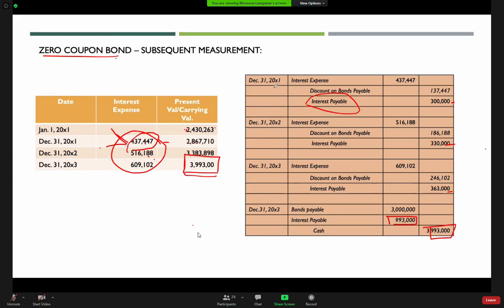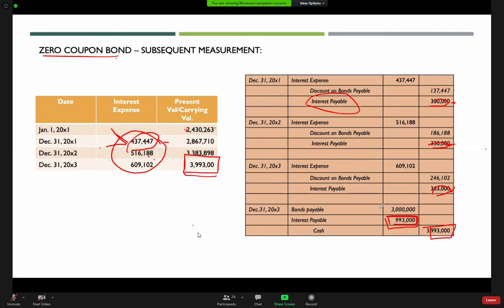So you will have a journal entry for the December ng first year. You're going to amortize the discount and recognize the interest payable. So interest expense, debit, credit, discount on bonds, and then another credit for interest payable. So itong total ng interest payable, ito yung magi-equal sa 993,000. Kung ito total nyo ito lahat. This is a liability account, accrued interest expense or interest payable. So babayaran nyo yan sa maturity date ng bond. So dito na siya mapupunta.